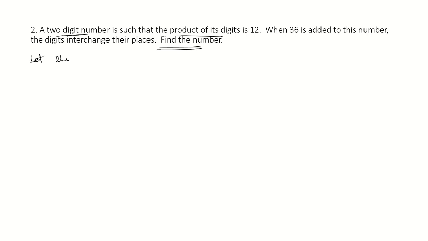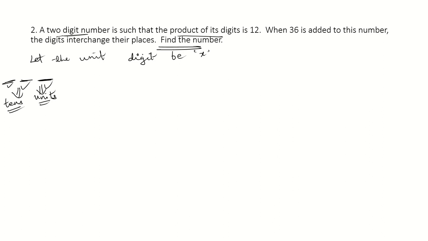So let the unit digit be x. You guys know what is unit digit, right? If a 2-digit number is like this, this is the units digit, this is the tens digit. So this is called the units digit, this is called the tens digit. Okay, and again this is called the hundreds digit, then it will come thousands digit, it goes on like that.